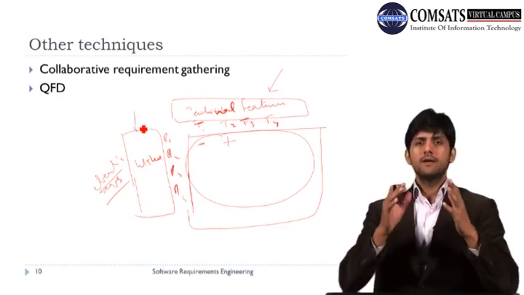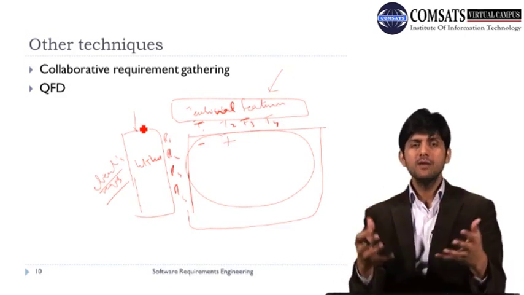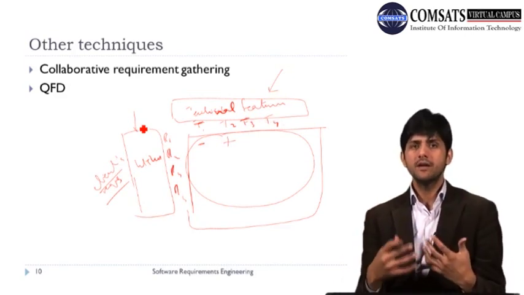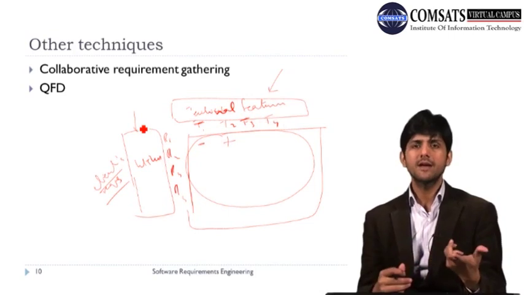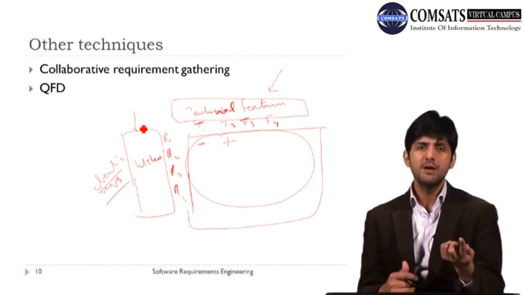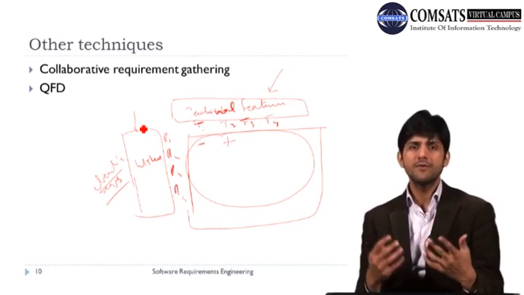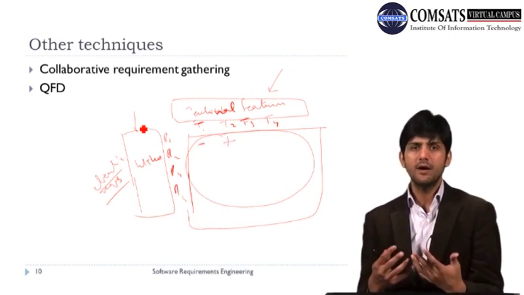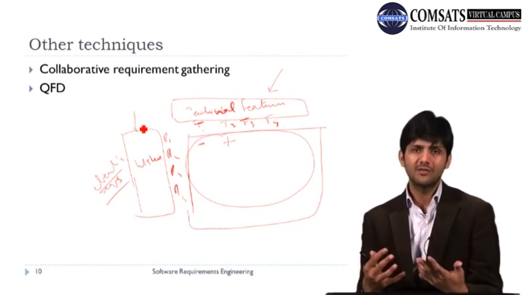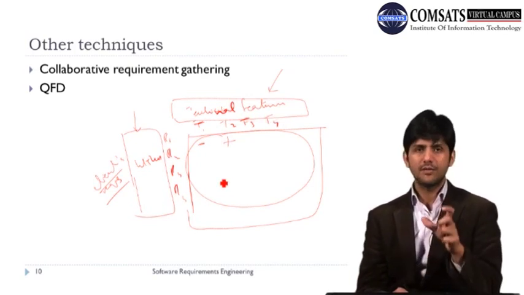That is a very good way of resolving conflicts and identifying ambiguities, because on the one hand, the client says that he wants the final product to be cheap, but on the other hand, he is demanding some features which once implemented would mean that the product would be very expensive. So there is a conflict.